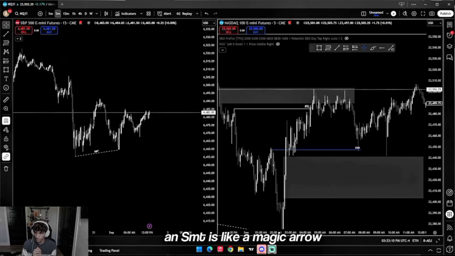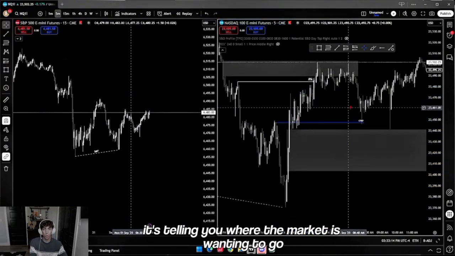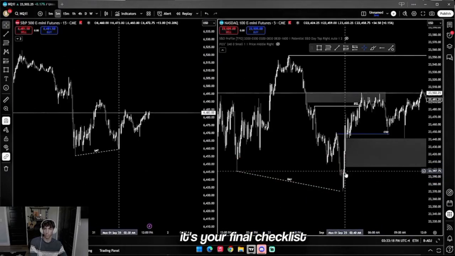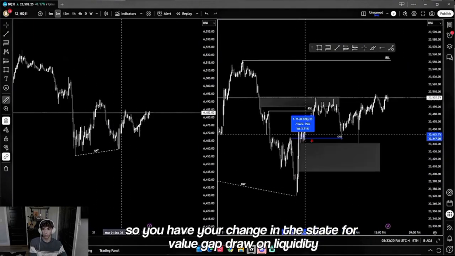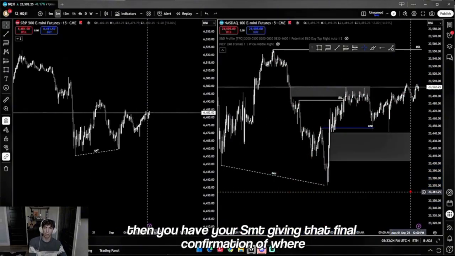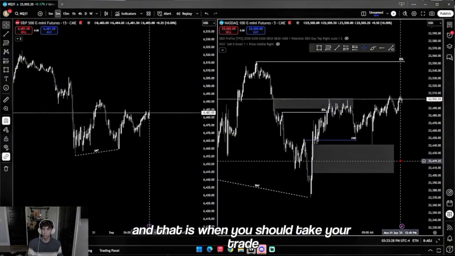An SMT is like a magic arrow. It's telling you where the market is wanting to go, because when you have all this, it's your final checkbox. So you have your change in the state, fair value gap, draw on liquidity, then you have your SMT giving that final confirmation of where price is actually wanting to go, and that is when you should take your trade.